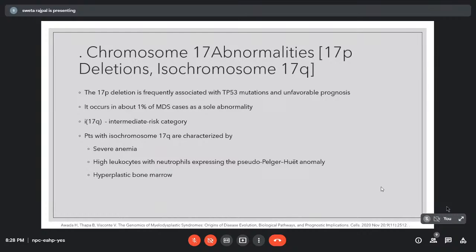The other common abnormality in high risk MDS is 17p abnormalities. It is one of the commonest mutations in high risk disease; overall it is only 1%, but in high risk MDS, TP53 mutation happens very frequently. One type, isochromosome 17q, has an intermediate risk prognosis, but the typical 17p deletion has a poor prognosis. In general they will be associated with complex karyotypes. Patients with isochromosome 17 are characterized by severe anemia, a high leukocyte count with neutrophils showing pseudo-Pelger-Huet anomaly, and a hypoplastic bone marrow.